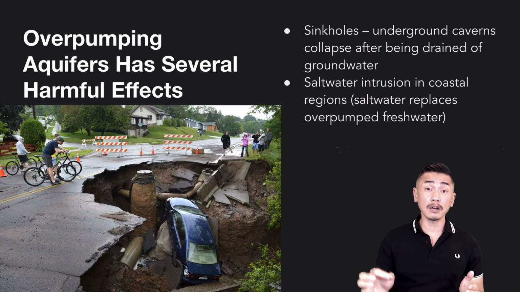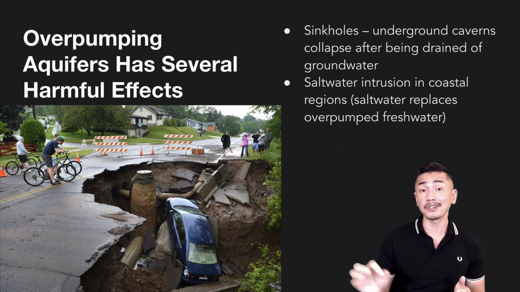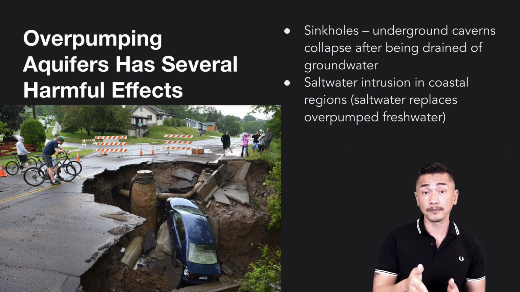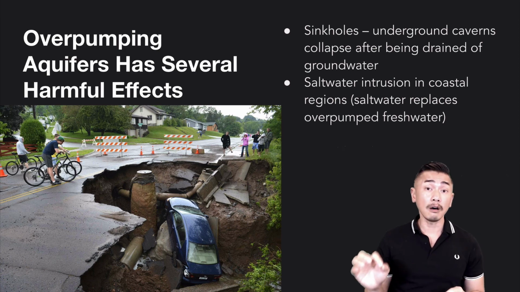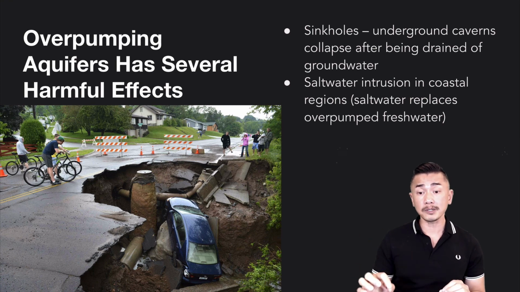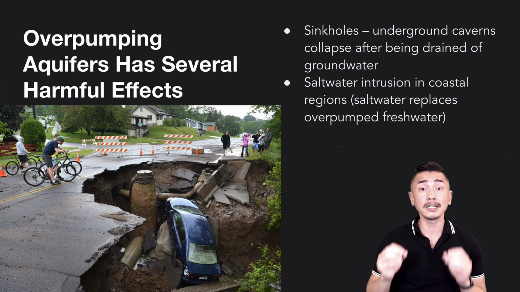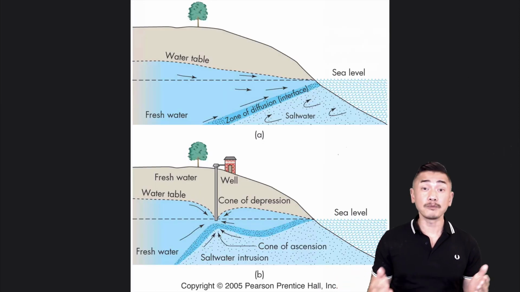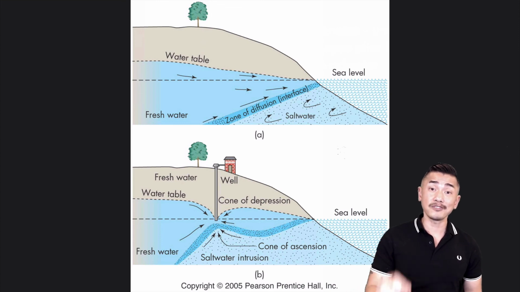Overpumping can also cause sinkholes or the collapse of underground caverns drained of groundwater. A sinkhole is shown in the photograph here. Overpumping can also cause saltwater intrusion, where saltwater replaces overpumped freshwater in coastal regions. This diagram shows how saltwater intrusion works. As freshwater is diverted and pumped from the ground, saltwater moves further and further inland.